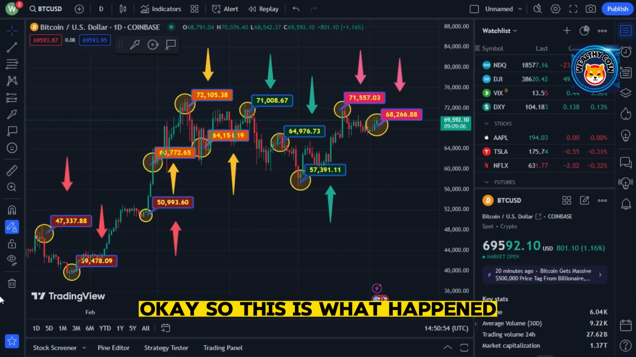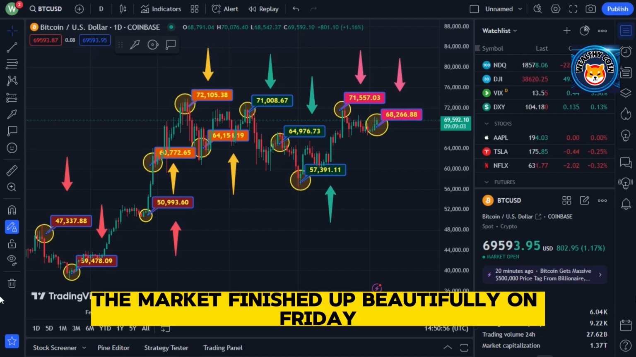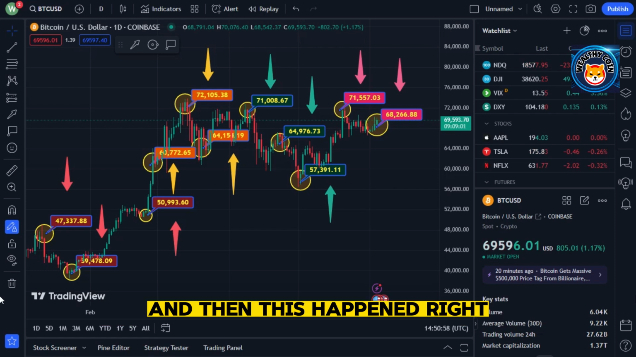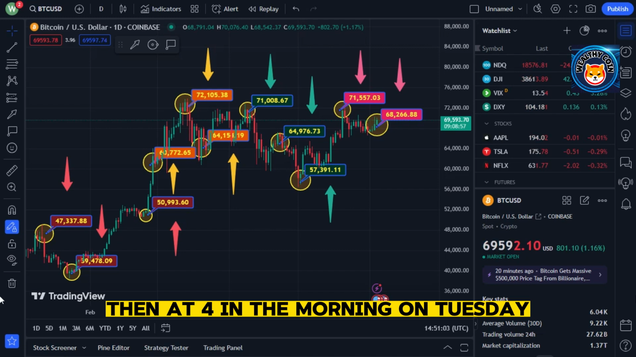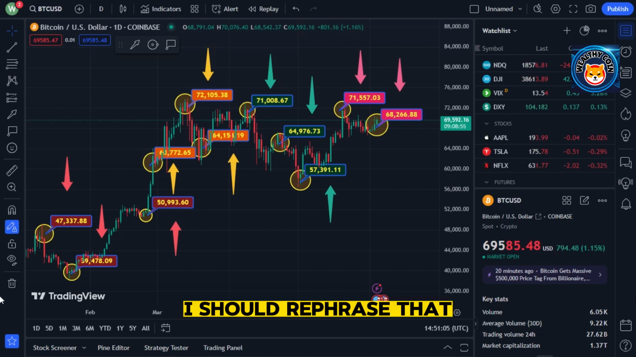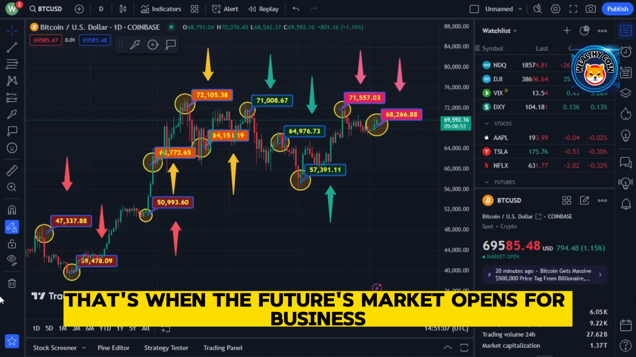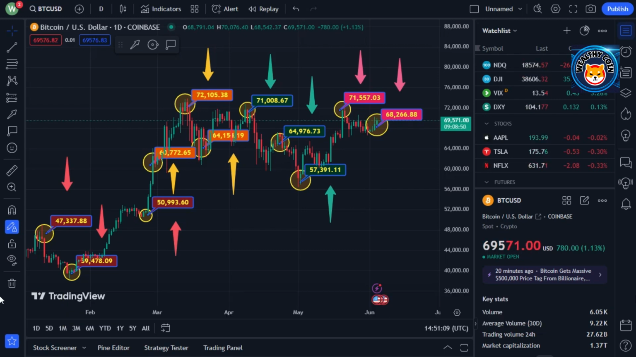Okay, so this is what happened. The market finished up beautifully on Friday, and then this happened, right? Friday night sideways activity brought us to this point where we closed. Then at 4 in the morning on Tuesday, we set out. I should rephrase that: that's when the futures market opens for business, when trading begins.